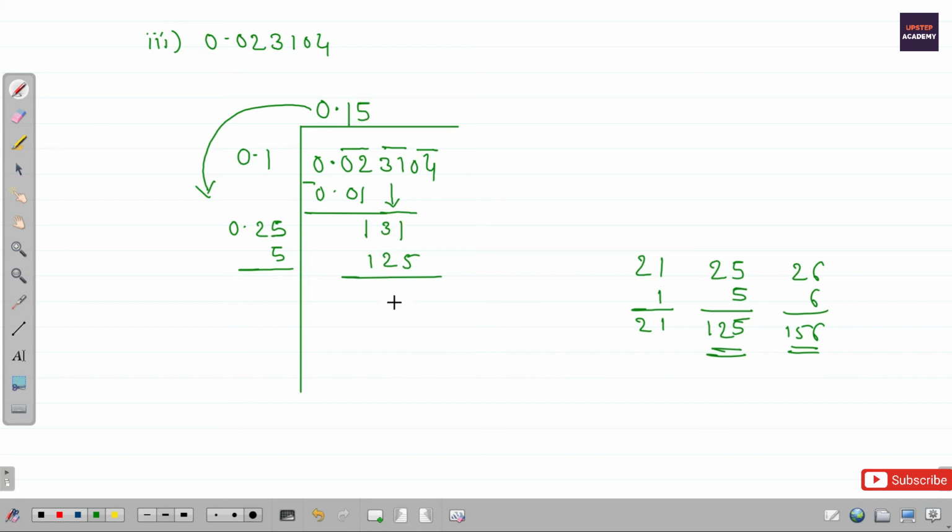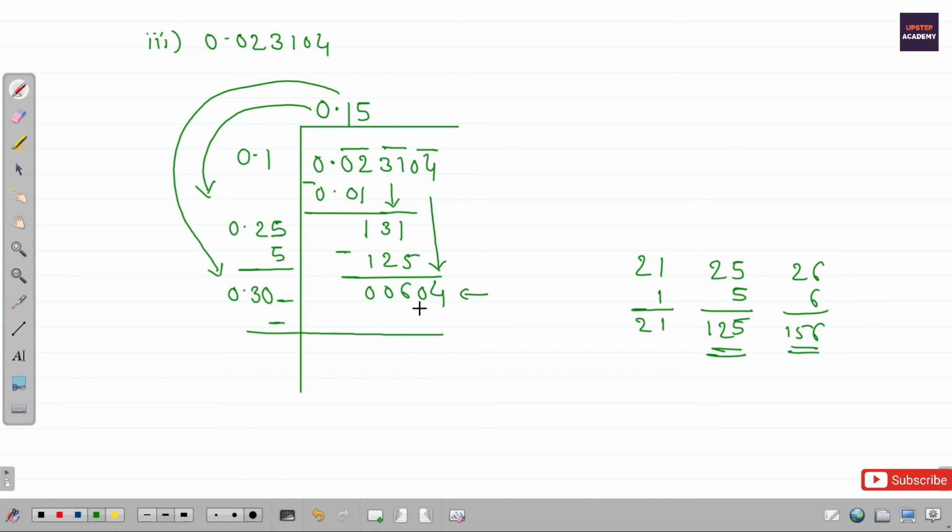Okay, so 131 minus 125 is 6. Here 0 will come and this another group will come directly over here. So 604 is the number we got over here, and this 0.15 into 2 we will write over here. 0.15 into 2 is what? 0.30. So which number should come in front of this 30, so that if we multiply the number formed after putting that number by the same number, it should be less than or equal to this 604.